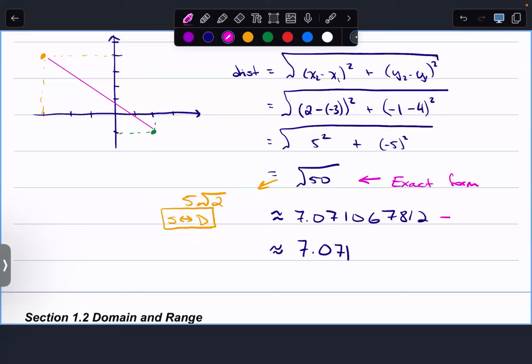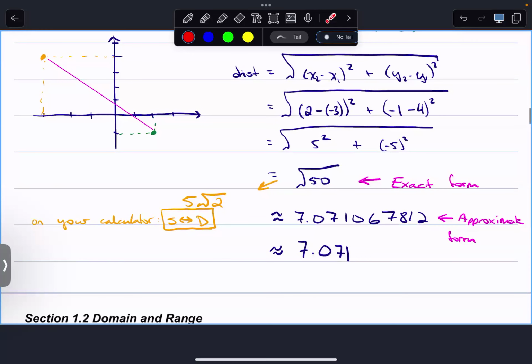So this is the approximate form. On your calculator, it does all the nice simplification for you, and then you can move between the two. Okay. Good.